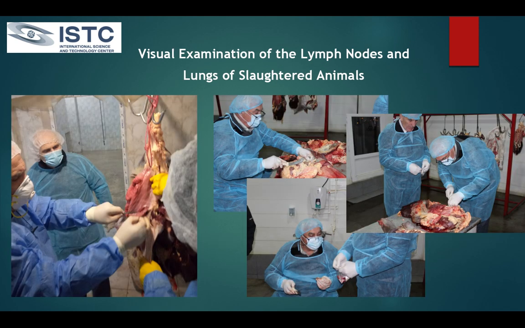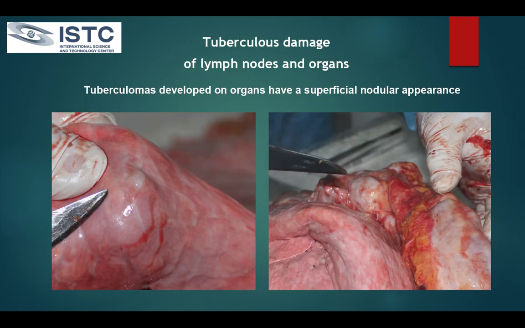Here we can see the process of post-mortem examination of internal organs in slaughtered animals at a slaughterhouse. It is important to note that the examination of each animal is carried out in compliance with all safety protocols, even if there is no reason to suspect that it may pose a risk to others. This is an example of surface tuberculous nodules, tuberculomas, in lung tissue.